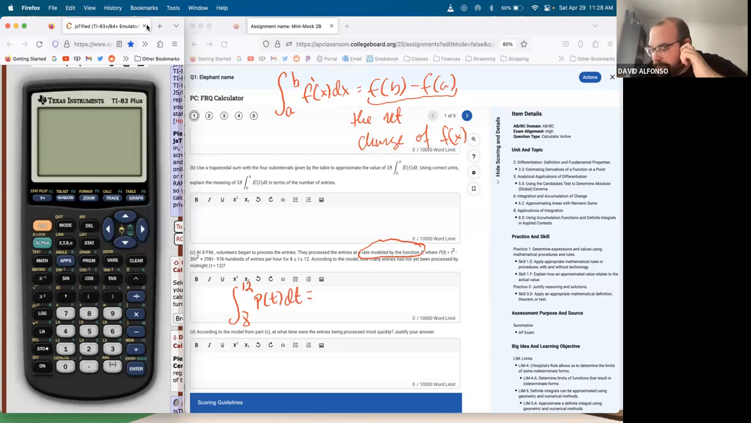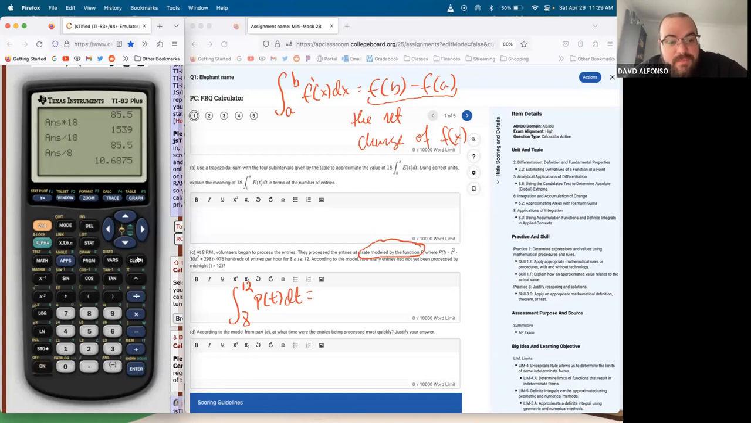Okay, sorry. So yes, again, because P represents the rate, this here represents the change, or basically the amount of tickets processed from 8 to 12. So now obviously, because this is a calculator section problem, I do not need to actually do the integral because the calculator will do it for you.